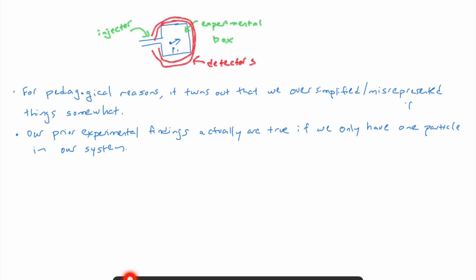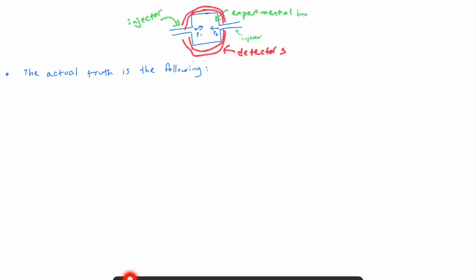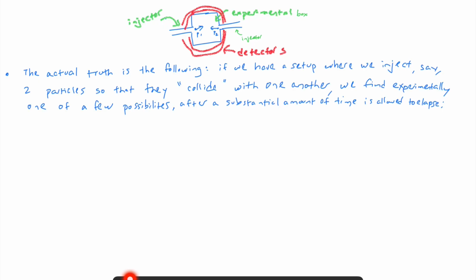You can create a state where if you repeat the experiment over and over again, you get exactly the same results for number of particles, one in this case, and for momentum, and for energy, and you will find that the energy squared is equal to p squared plus m squared. The actual truth, though, is a little bit different when you have more than one particle. If we have a setup where we inject, say, two particles so that they collide, quote unquote, with one another, we find experimentally one of a few possibilities after a substantial amount of time is allowed to elapse.